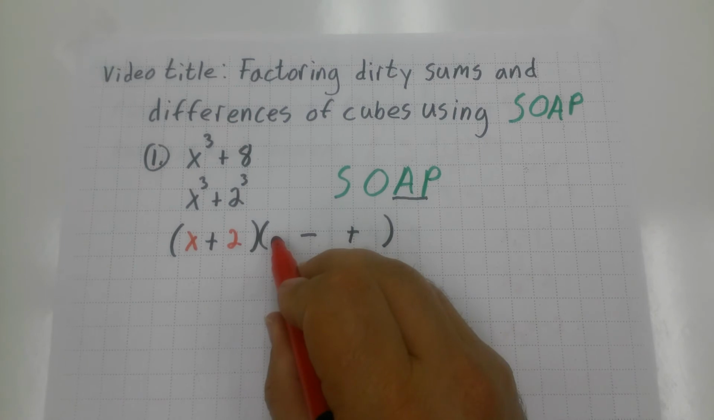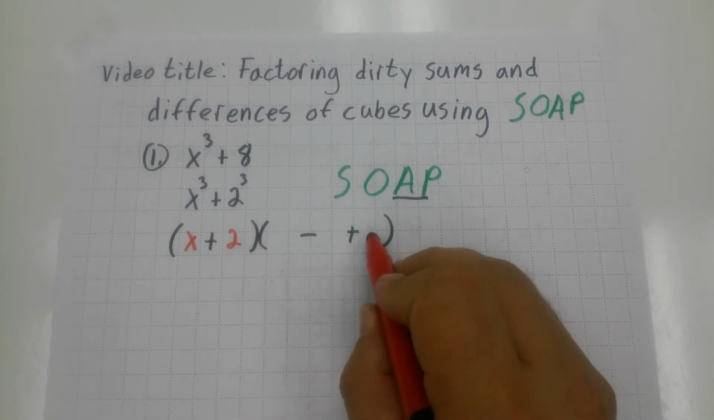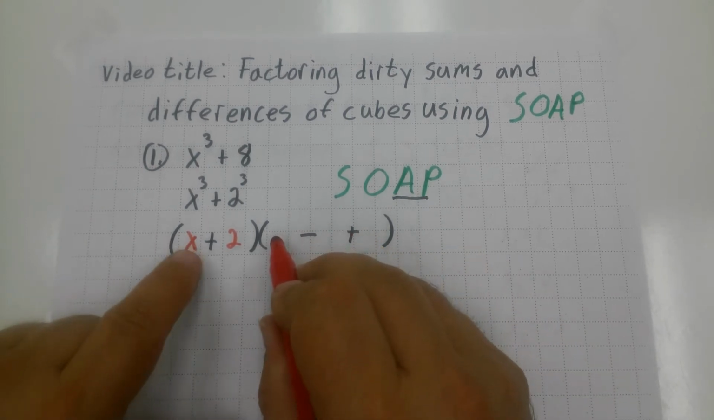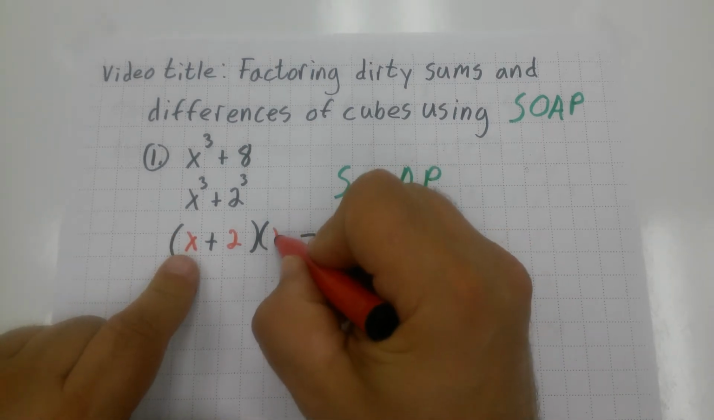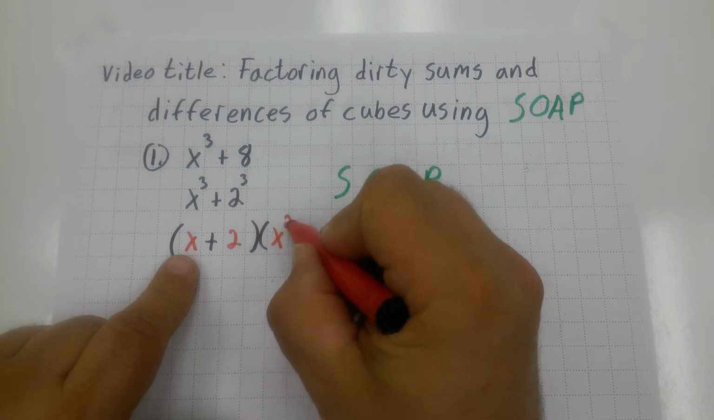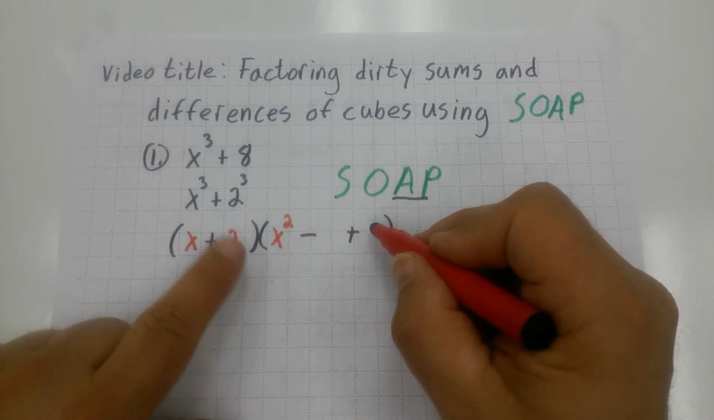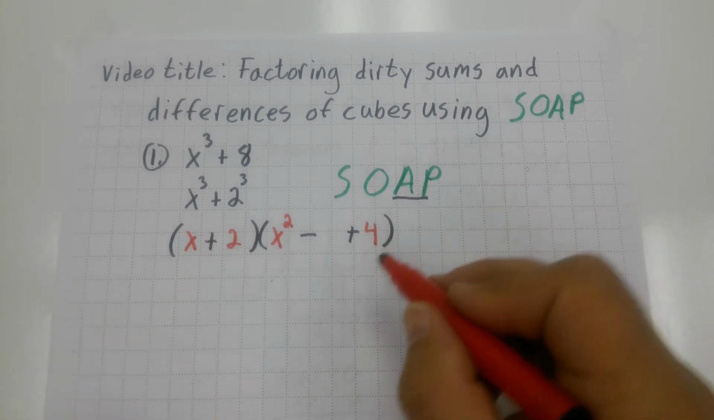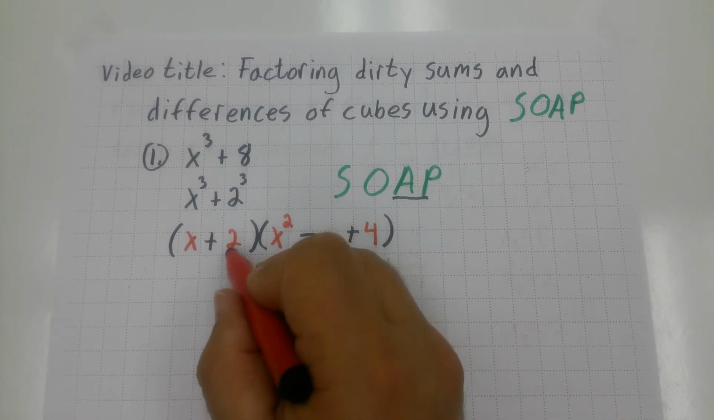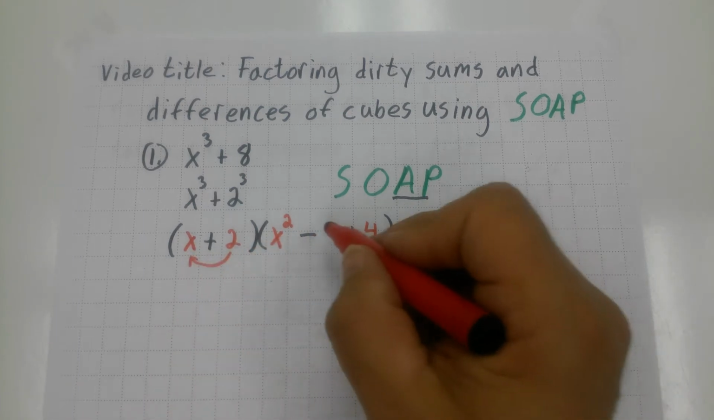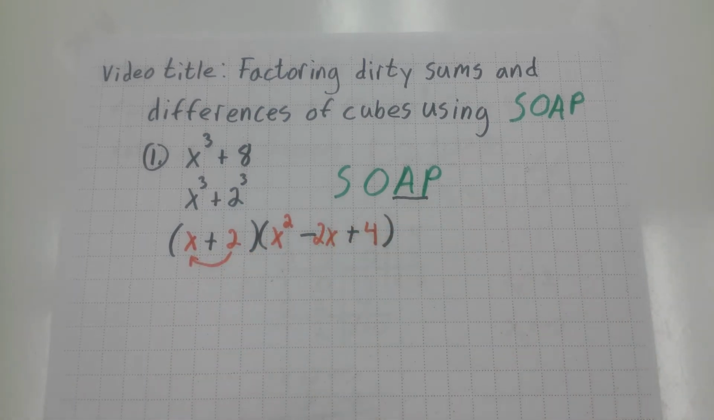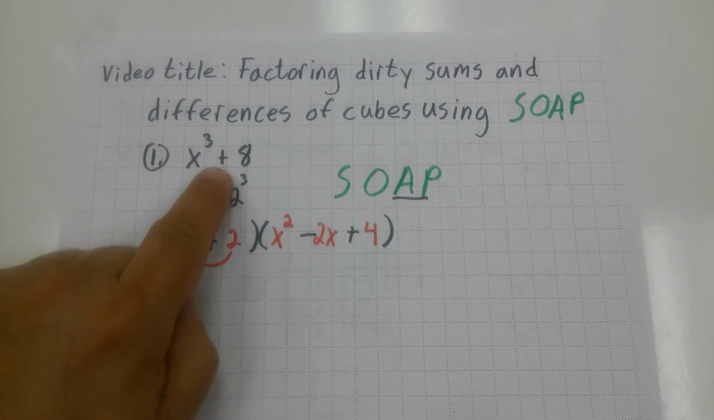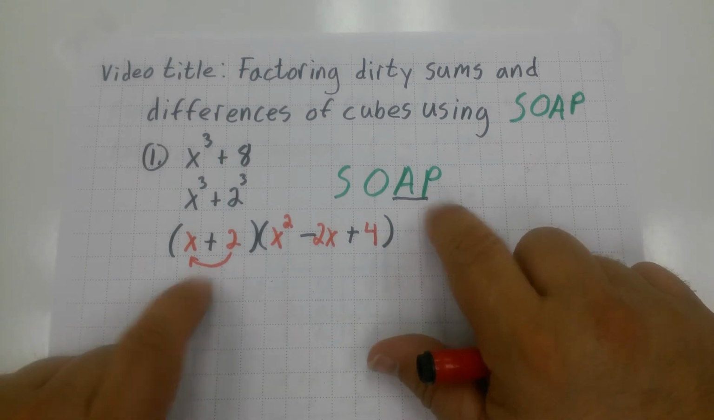Now to figure out what goes in this place and this back place, you take this x and you square it. Well, what's x times x? x times x is x squared. For this back place, you do 2 times 2. 2 times 2 is 4. And to find the value of the middle term, you just multiply those two together. And that gives you 2x. You just factored this sum of two cubes using a method called SOAP.